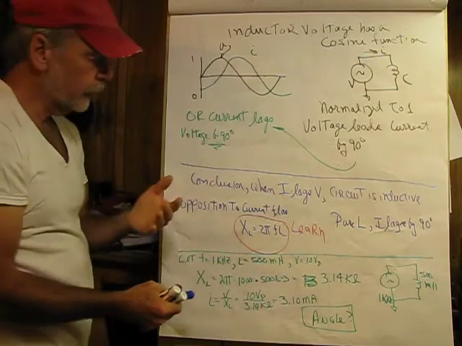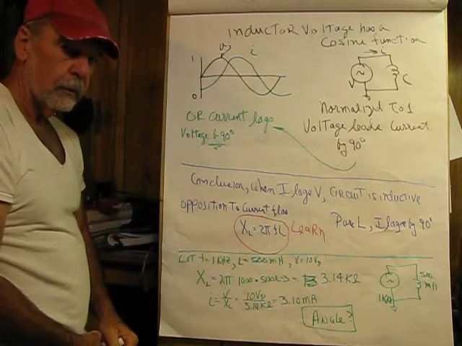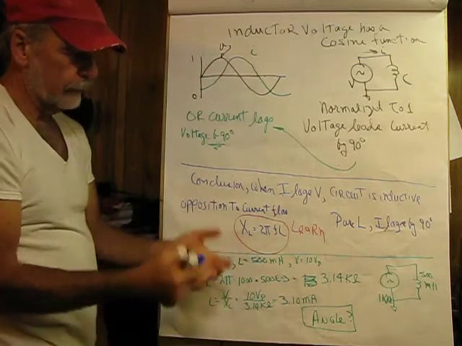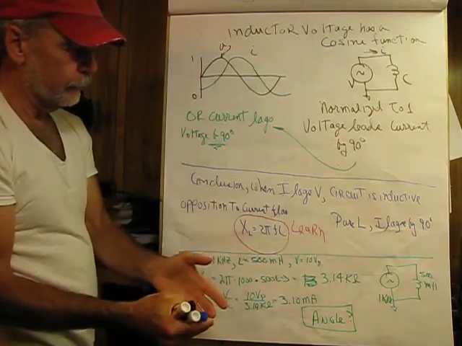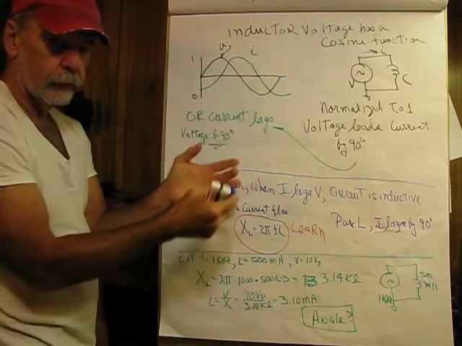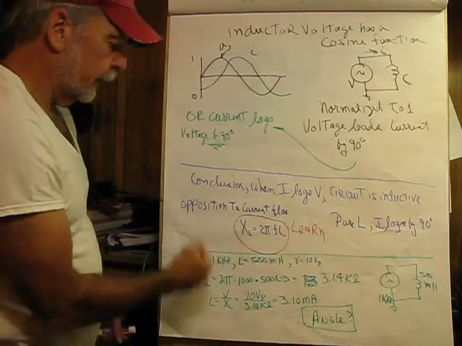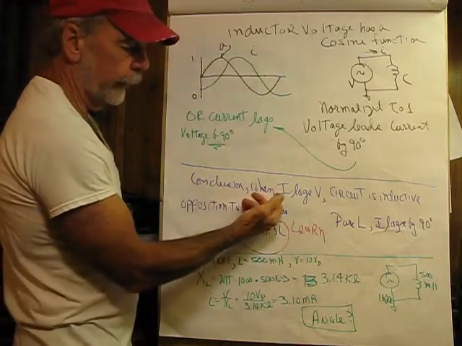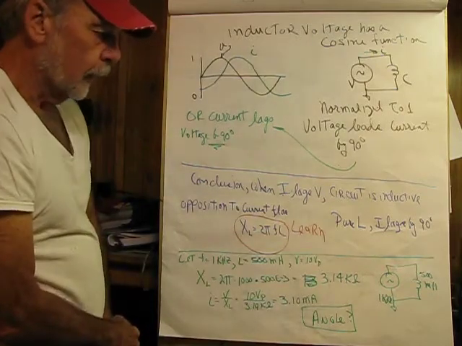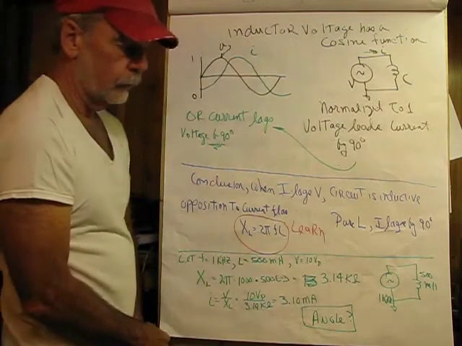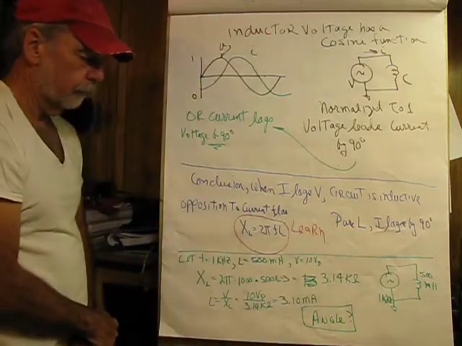Now, what you should note here is this is exactly opposite to that of a capacitor. Okay, so these are kind of diametrically opposed parts. Potential energy, kinetic energy, lead 90 degrees, lag 90 degrees. So, in conclusion, any circuit where I lags V is considered to be inductive. In a pure inductor, as in no such thing, I lags by exactly 90 degrees.